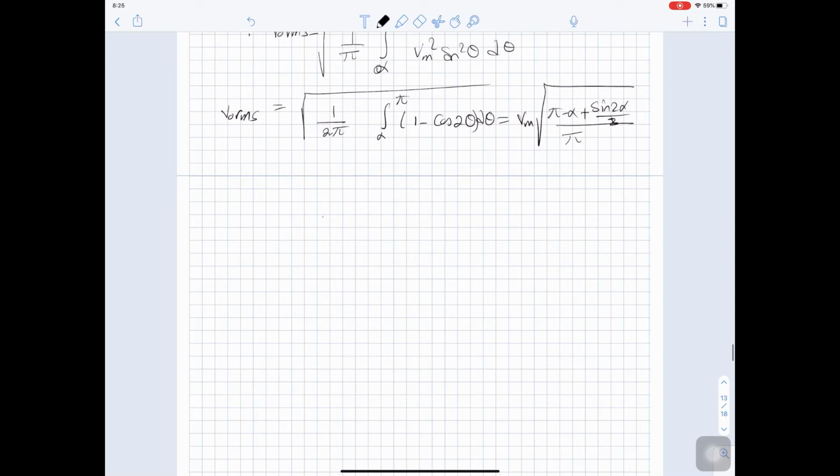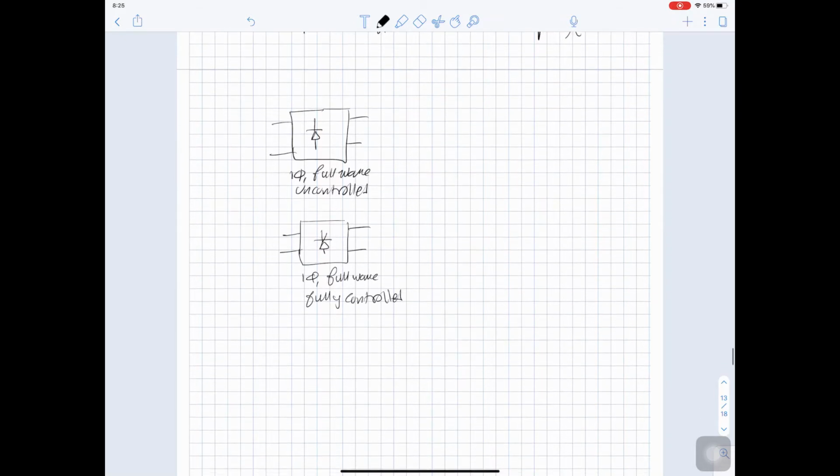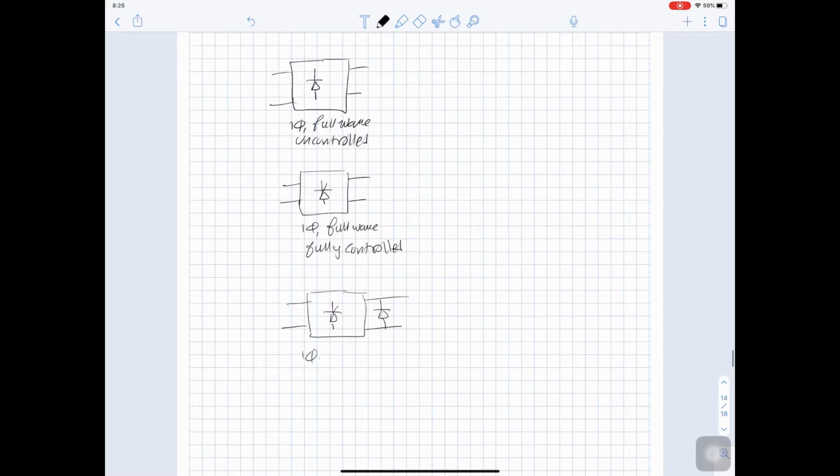So to summarize, we had the single phase full wave uncontrolled, and we had the single phase full wave fully controlled, and we have the single phase full wave semi-controlled, and this is how we sketch the semi-controlled. We just add a diode here to indicate it's a semi-controlled.